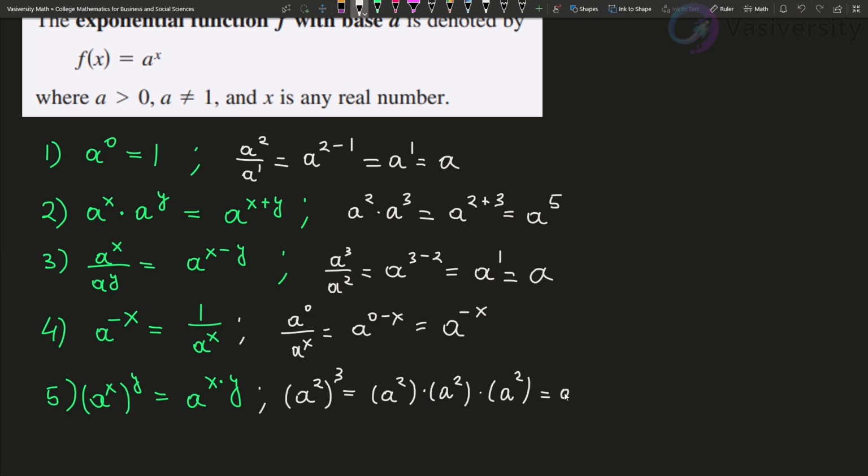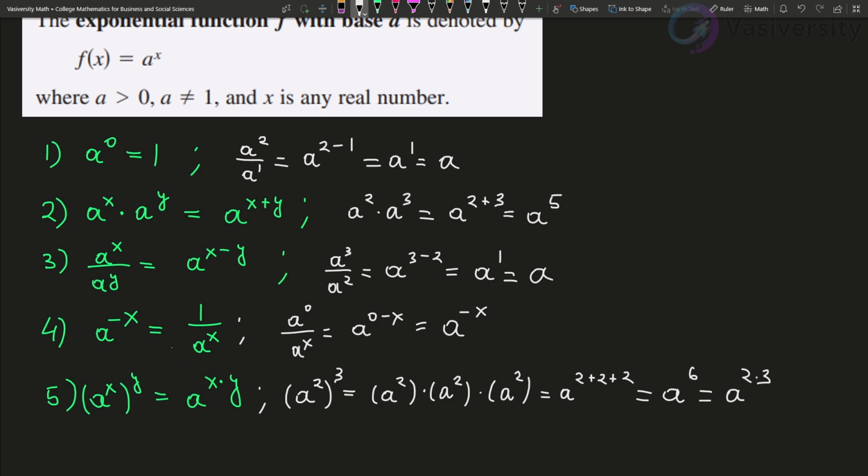So it's going to be a to the power of 2 plus 2 plus 2. This is repeating 3 times, because we have 3 terms. So that's 2 plus 2 is 4, plus 2 is 6, so a to the power of 6. Simply, it's the same thing as a to the power of 2 times 3. We can prove that for n to the power of m, where it's x to the power of y, and where x and y are arbitrary.